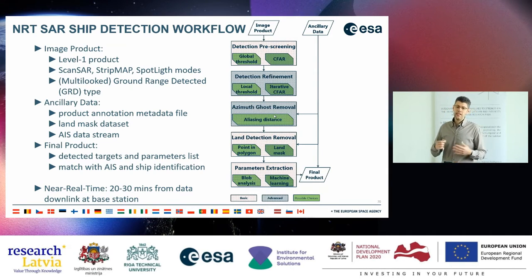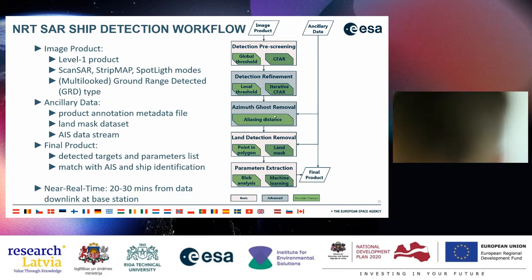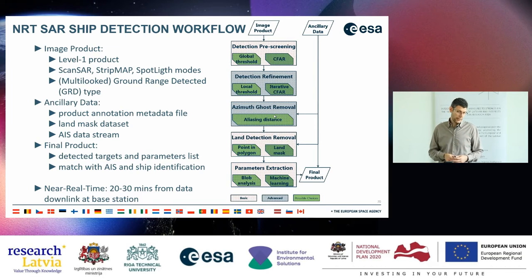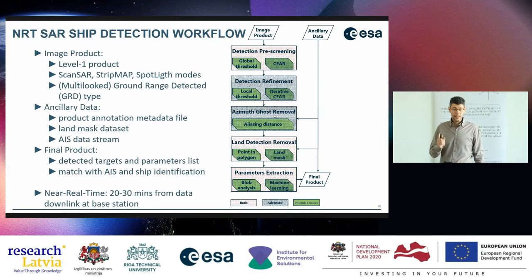And then ancillary data here are like some annotation files. You need to mask the land, with an external dataset, possibly a GIS data stream, that is then used to identify the ship in the final product. So I guess in SNAP, the CFAR should be implemented. Azimuth ghost removal, I guess it's not implemented. And also refinements, I don't think they're implemented, but you can do it with the pipelines. So we will show you how this is done.